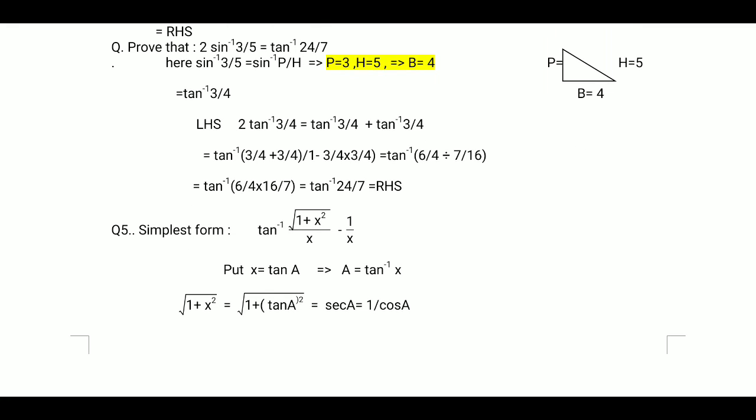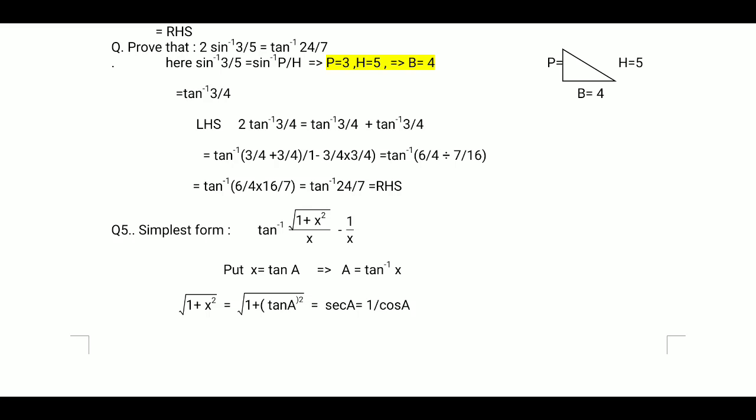Now question number 5 from the exercise: change in simplest form. We are given tan inverse under root 1 plus x square upon x minus 1 upon x.